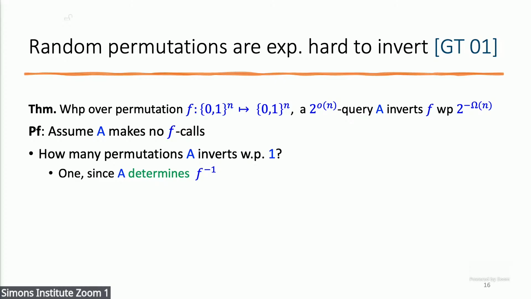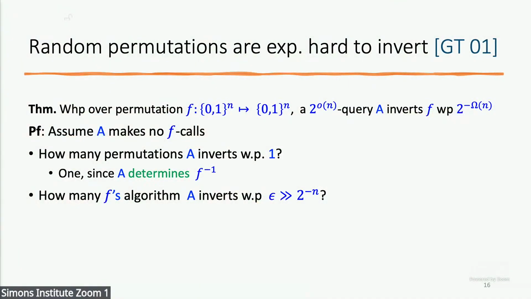Just to make sure, do you allow pre-processing? No pre-processing at all. Very simple setting, no problems. So if A inverts f with probability 1, it inverts only one f. So if you choose f at random, the probability to invert it is tiny, 1 over the number of permutations. How many f's does algorithm A invert with probability significantly larger than exponentially small?